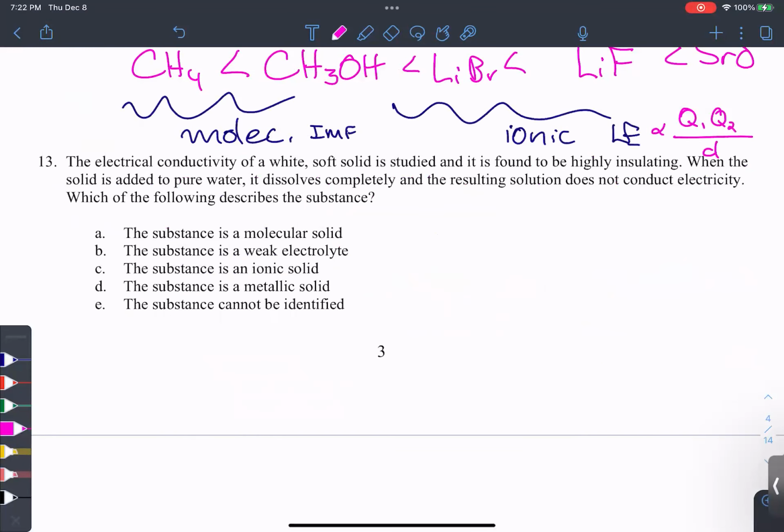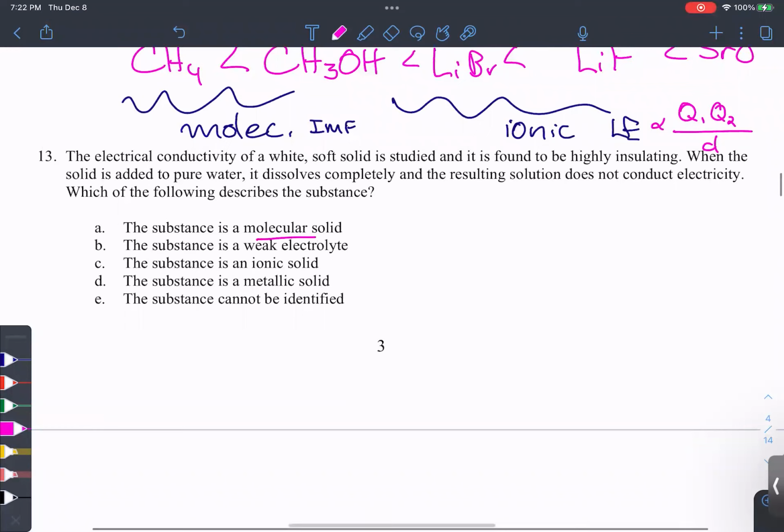We have the electrical conductivity of a white soft solid is studied, and it's found to be highly insulating. When it's added to pure water, it dissolves completely, so it's highly soluble, but it does not conduct electricity. Which is the substance? Is it a molecular solid, a weak electrolyte, an ionic solid, metallic, or we can't figure it out? What do we think? Yeah, it is a molecular solid.